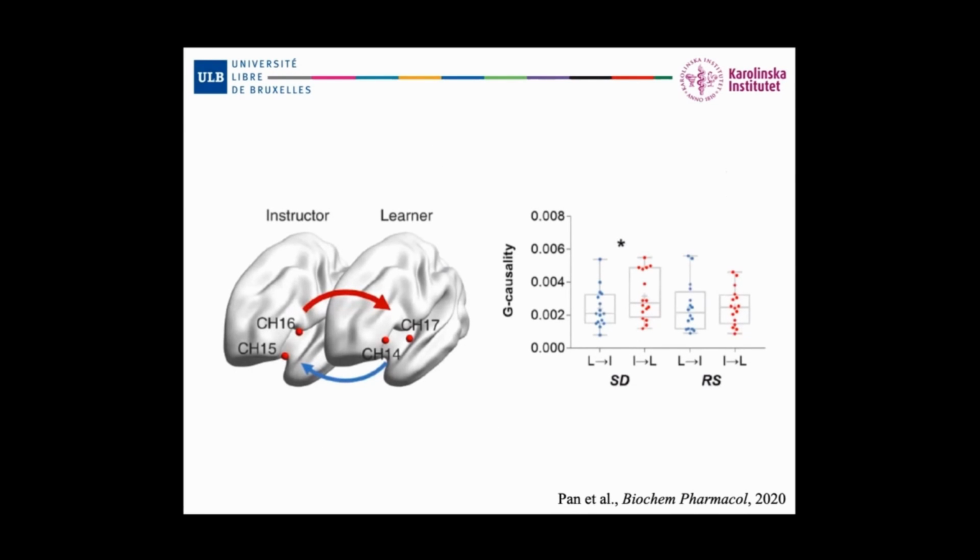Finally, Granger causality analysis revealed biased causality, with higher instructor-to-learner than learner-to-instructor directionality in brain signal processing, indicating that it was the instructor rather than the learner who led the interactions.